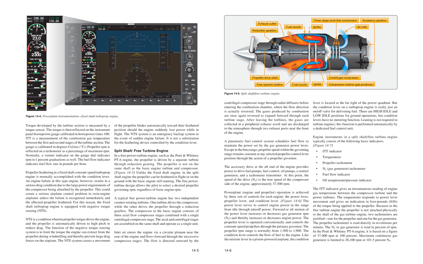Because in the free turbine engine the propeller is not attached physically to the shaft of the gas turbine engine, two tachometers are justified, one for the propeller and one for the gas generator. The propeller tachometer is read directly in revolutions per minute. The N1 or gas generator is read in percent of RPM. In the Pratt & Whitney PT6 engine, it is based on a figure of 37,000 RPM at 100%. Maximum continuous gas generator is limited to 38,100 revolutions per minute or 101.5% N1.